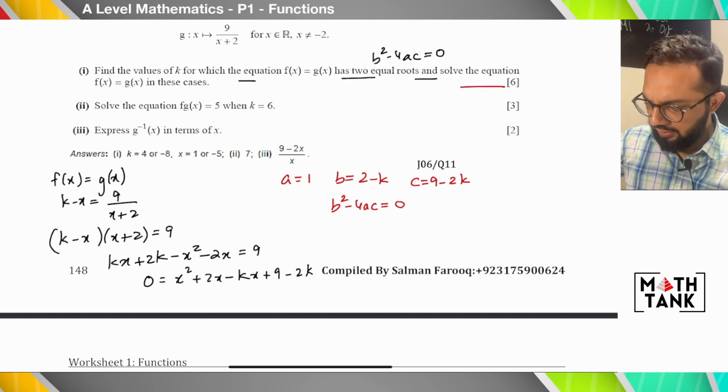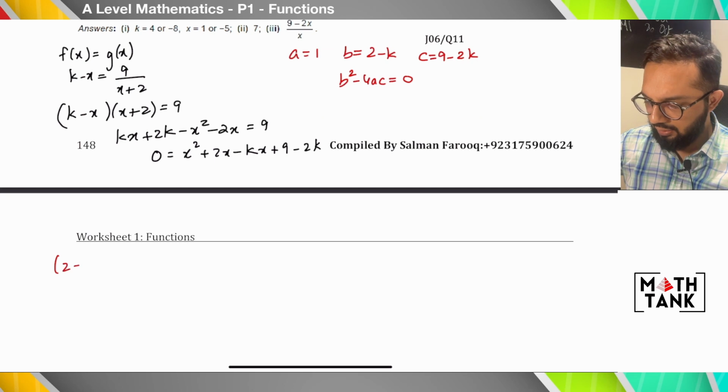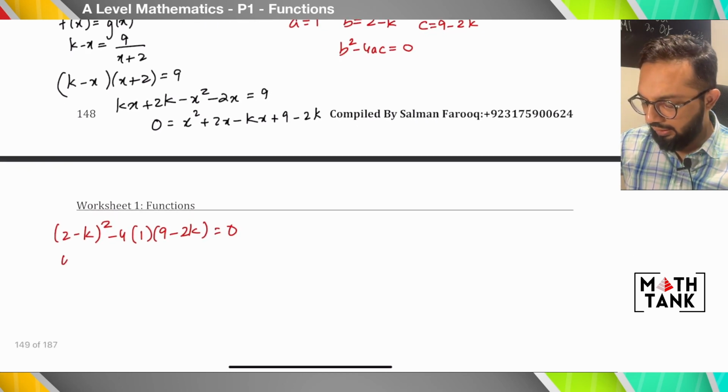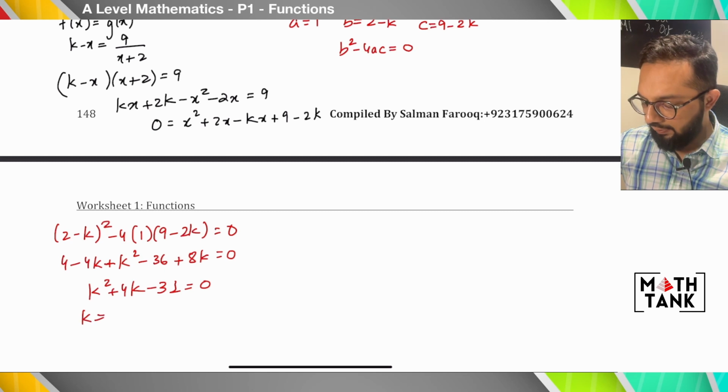It's a long question, it's a 6-mark question. So let's just take this to the next page. 2 minus k all squared minus 4 times 1 times 9 minus 2k equals 0. So I get 4 minus 4k plus k squared minus 36 plus 8k equals 0. K squared plus 4k minus 32 equals 0. I have two values for k.